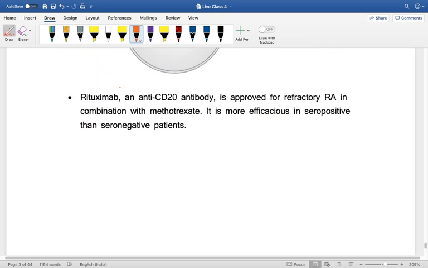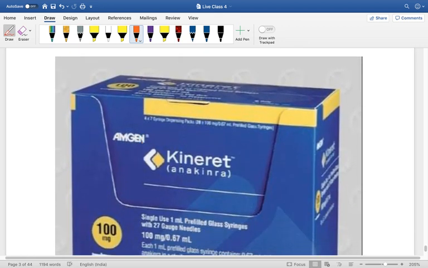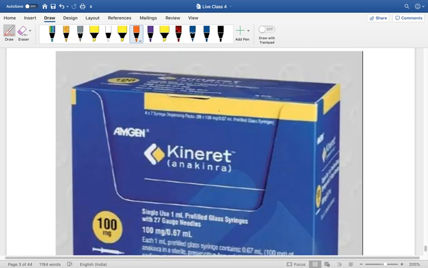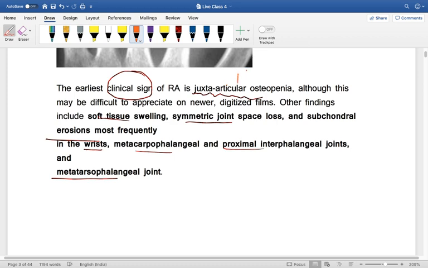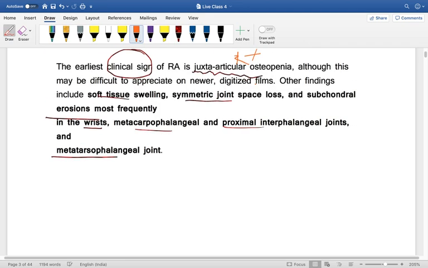Now doctor, rituximab, anti-CD20 antibody, whenever patient is refractory to methotrexate, it is useful. It is useful for both seropositive and seronegative, but more efficacious in seropositive. Now doctor, what is seropositive? That means rheumatoid arthritis patient में 2 types रहता है doctor, एक rheumatoid factor positive, एक rheumatoid factor negative, accordingly called seropositive and negative. Okay?